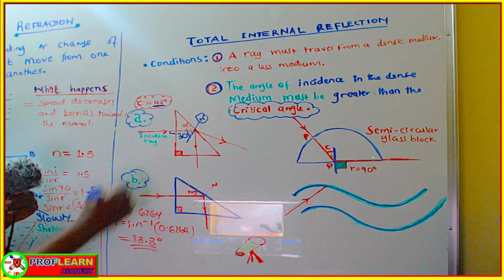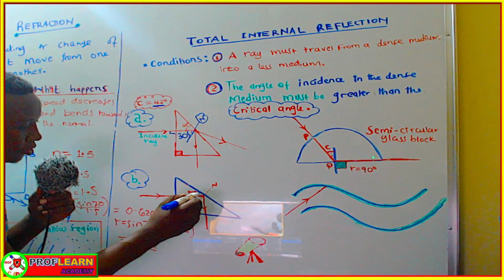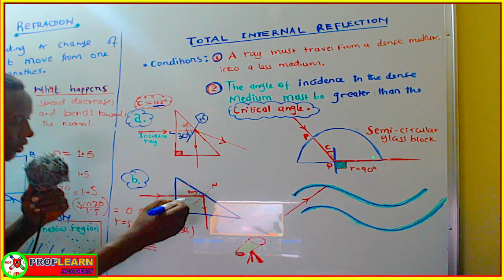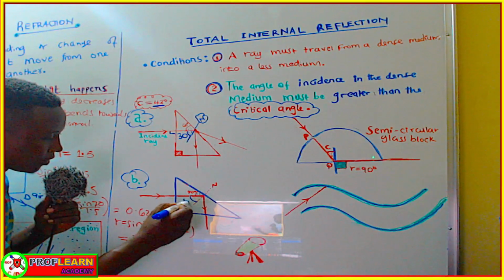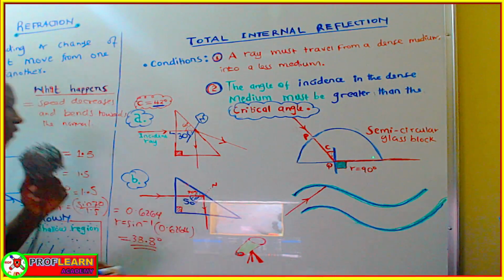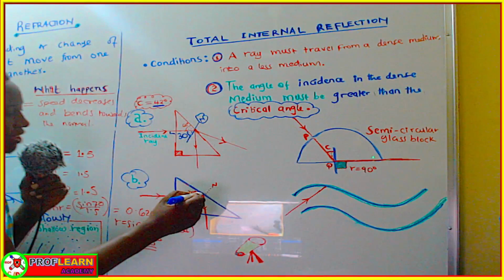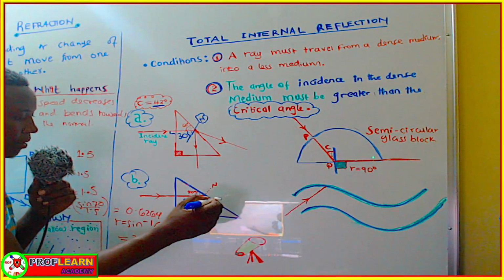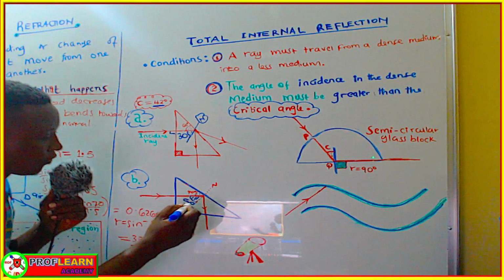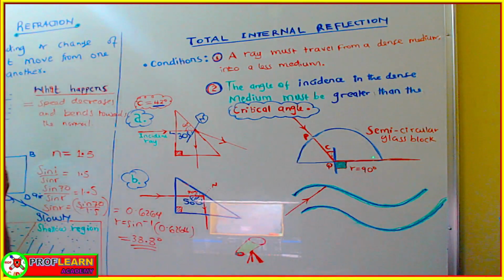For part B, we have a ray directed in such a way that at this particular point, the angle between the incident ray and the surface is 40. So the angle remaining here is 50 degrees. So this 50 is the angle of incidence. If you look at this, 50 is greater than 42. So there is no refraction that will take place. All the rays will undergo what we call total internal reflection. So at this particular point, also down here, we shall have 50 degrees.